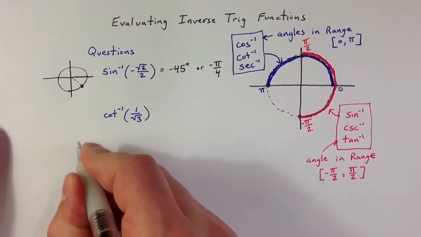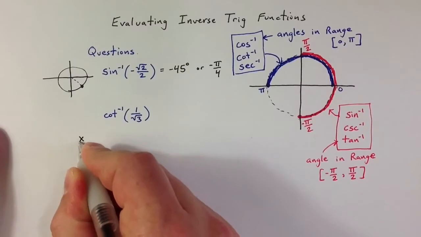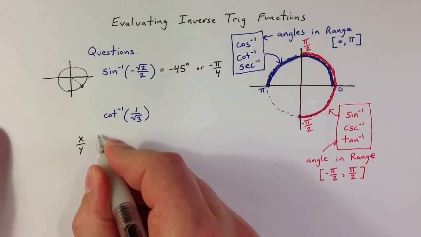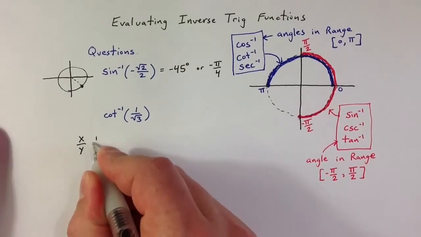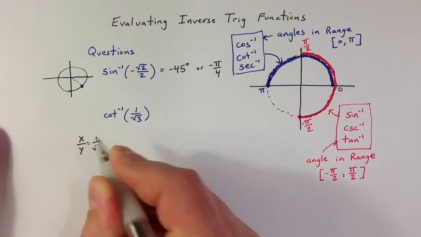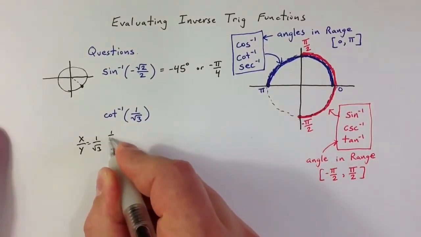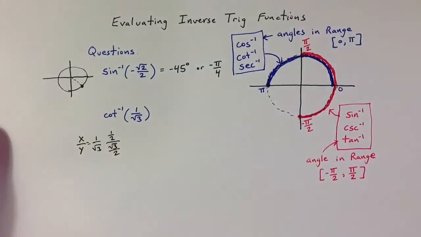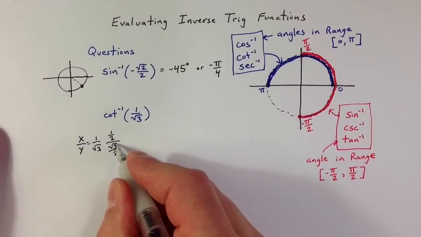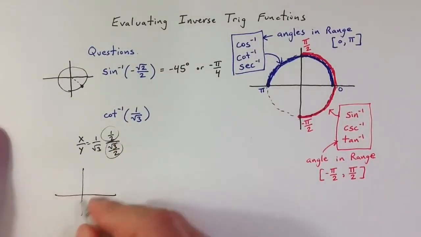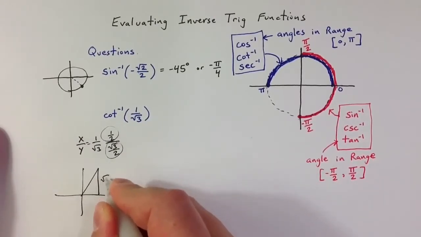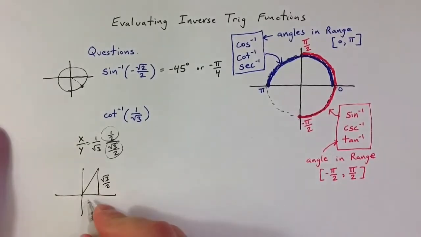To think about that ratio, cotangent, it's x over y, the x coordinate over the y coordinate on the unit circle. And so what I can do is translate 1 over the square root of 3 into 1/2 over the square root of 3 over 2. And so then the coordinates that I'm looking for relate to a 30, 60, 90 right triangle, where the y coordinate is the square root of 3 over 2, or simply the square root of 3, and the x coordinate is 1/2, or simply 1.